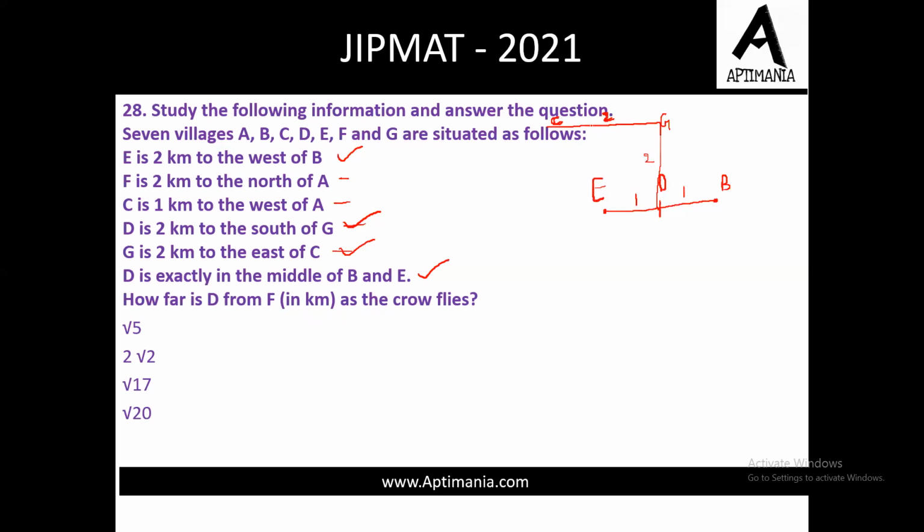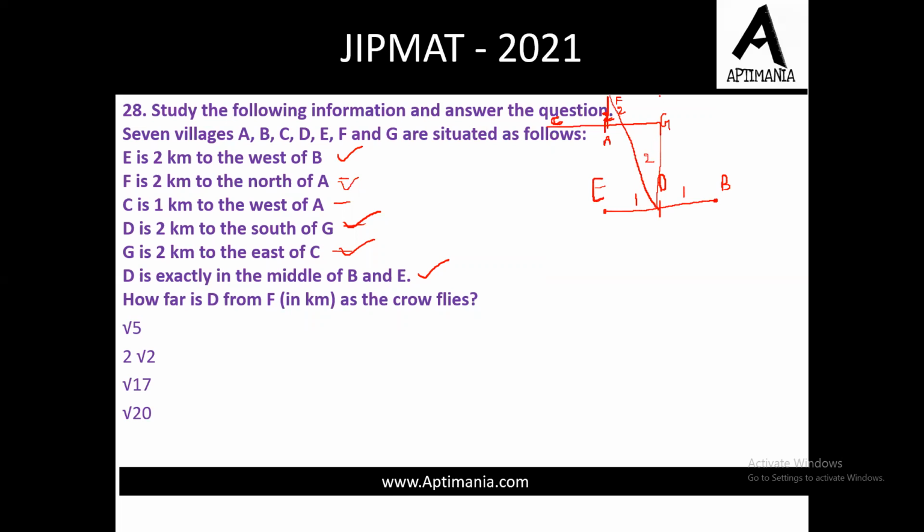देन वी हैव C is 1 किलोमीटर वेस्ट ऑफ A, C A से 1 किलोमीटर वेस्ट में है तो A यहाँ पर होंगे, एंड लास्ट इज F is 2 किलोमीटर नॉर्थ ऑफ A, F यहाँ पर होंगे, दिस इज 2। नाउ द क्वेश्चन इज we need to find the distance between D and F. Now we need to find this distance.